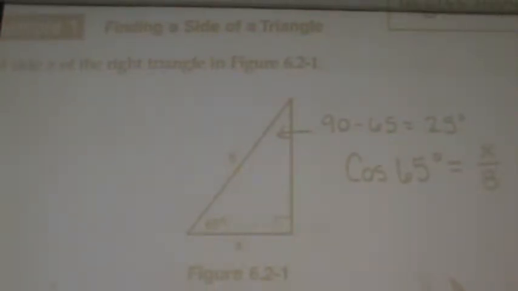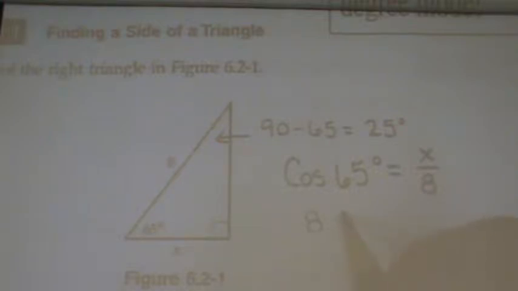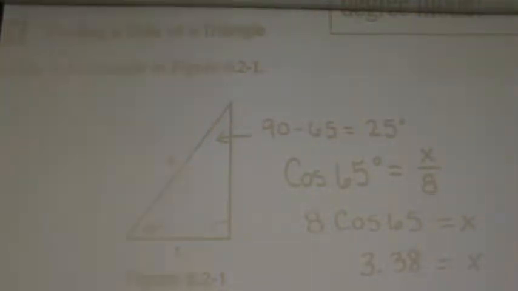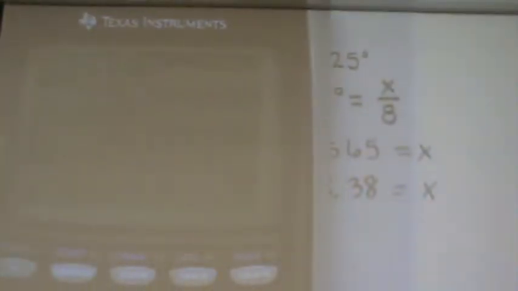Now, how will you figure out what side x is? You're going to cross multiply. So cosine of 65 times 8. Take your calculator, and again, make sure it's in degree mode. You can do this all in one shot: 8 cosine 65 is x, and you should get 3.38. Is there anyone that does not know how to do this? I will show you here, 8 cosine 65. And if you have the Inspire, you just type it in just like that.